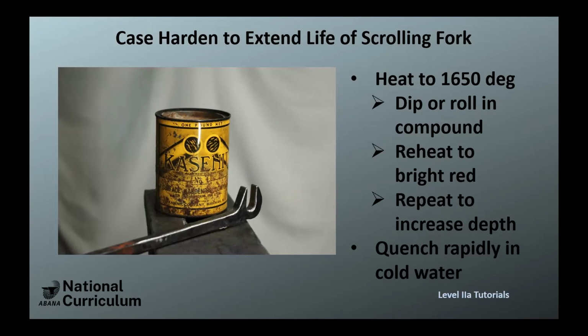So to do that, you heat your stock up to 1600, and then this is a powder that contains carbon and a bunch of other things. And then you reheat that up to red again and quench it in water quickly. And that will harden up the surface. And you can actually get a scale to skate on mild steel by doing that.